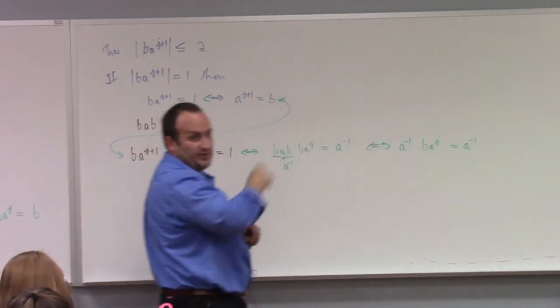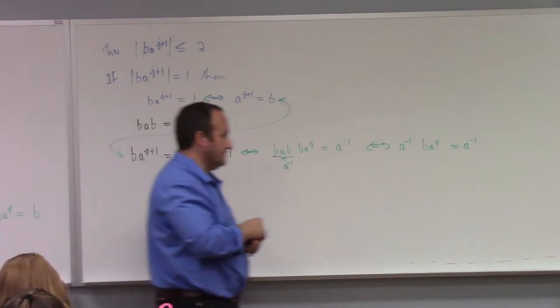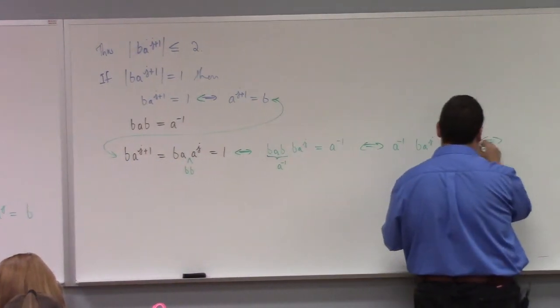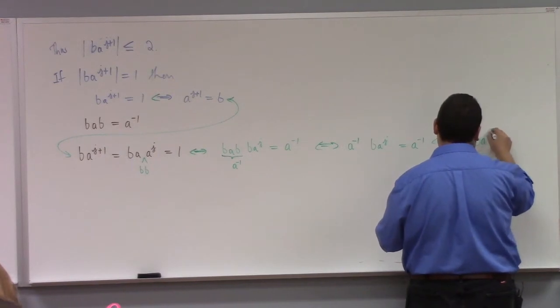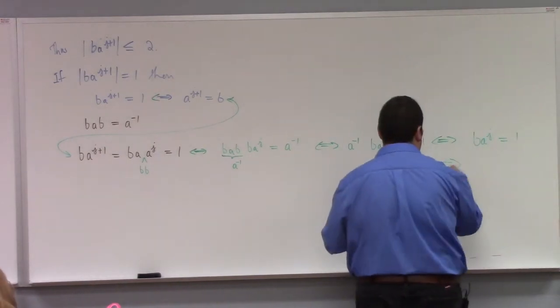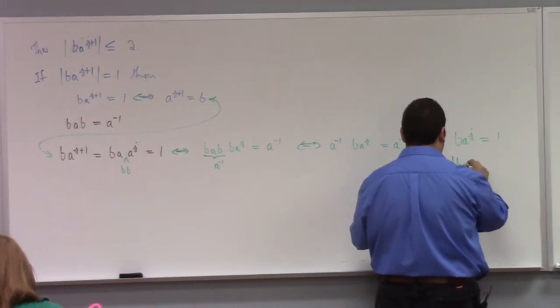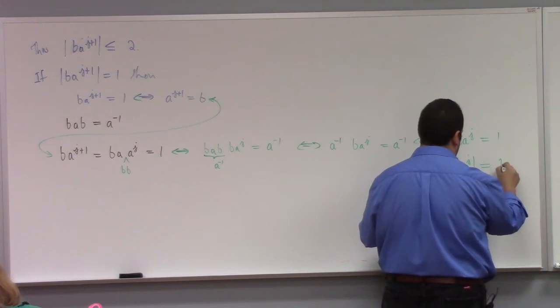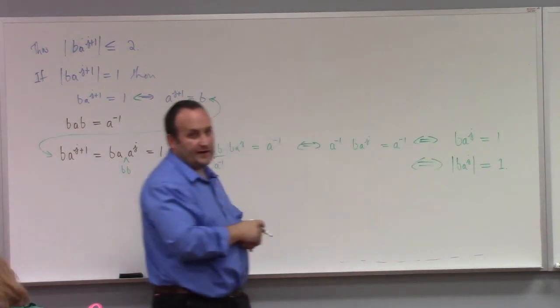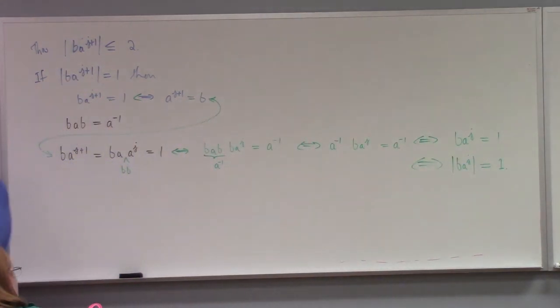So then we can multiply both sides by A. What's that give us? Which is to say, if and only if the order of BA to the J is what? And that contradicts the induction hypothesis. Yay, contradiction. Therefore, the order of BA to the J plus 1 is 2. Sorry I spent so much class time on this, but I think it's a worthwhile exercise for all of us to go through.